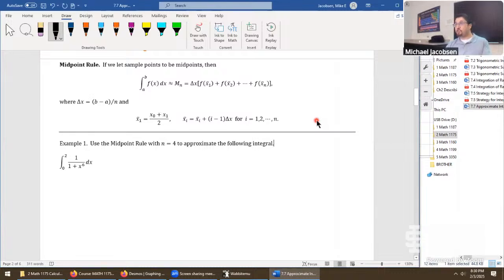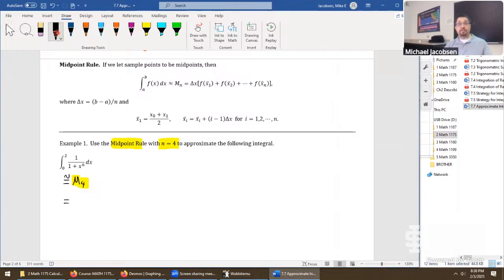If we were going to solve this one or get it set up for when we come back in class next time, here's how I'd probably start each and every time. I would say this is approximately equal to M4. M because we're using the midpoint rule, 4 because we're using it with n equals 4.